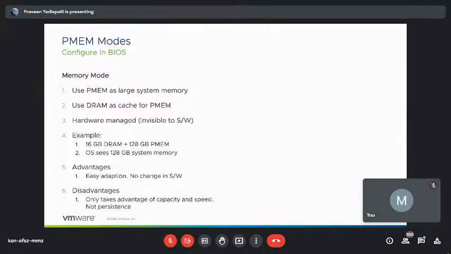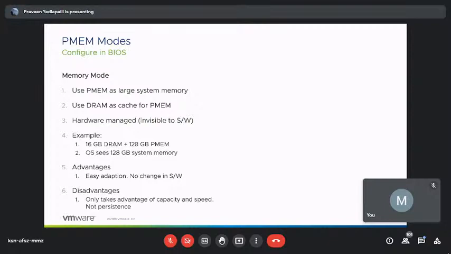But the main point about this memory mode is that the operating system or software doesn't know that there is this DRAM and PMEM, and all of this is in the hardware. It only sees this 128 GB as system memory. It can use all 128 GB as memory. The advantage of this mode is easy adoption. Because software doesn't need to understand any PMEM or anything, you just run any software and it takes advantage of this large system memory. You insert a PMEM and all of that looks like a large DRAM for a much cheaper price.